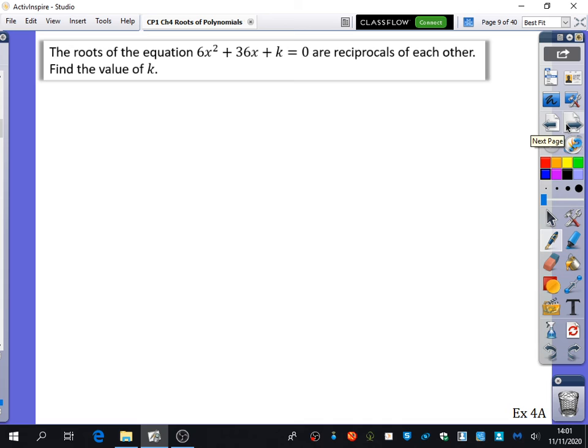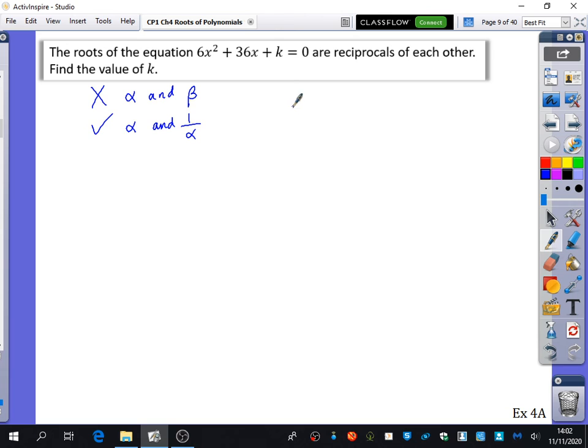So the next one is just a little bit more interesting. The roots of the equation 6x squared plus 36x plus k equals 0 are reciprocals of each other. So I'm not going to write the roots this time as alpha and beta. What do you think I'll call the roots? Alpha and 1 over alpha. No, because if I did alpha and 1 over beta, they're not linked. I could have done beta and 1 over beta, but I'm going to do alpha and 1 over alpha as my two roots that I've got here.